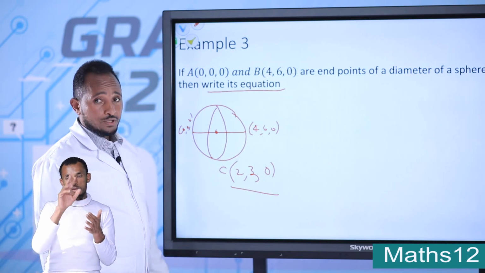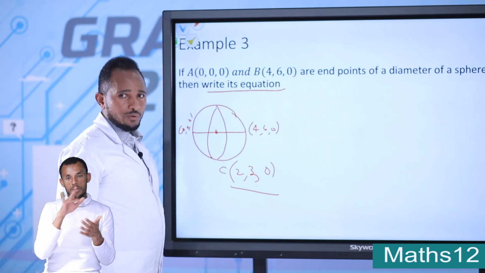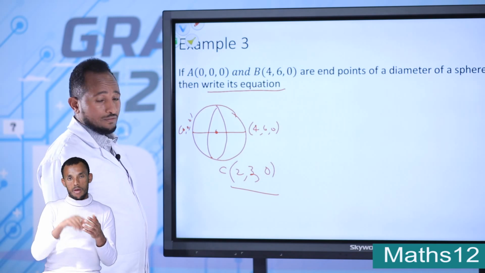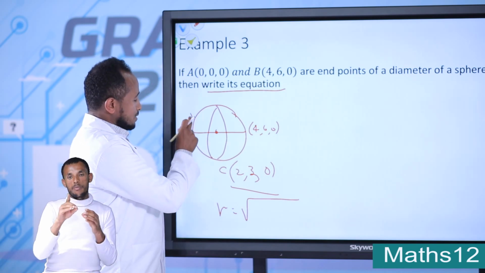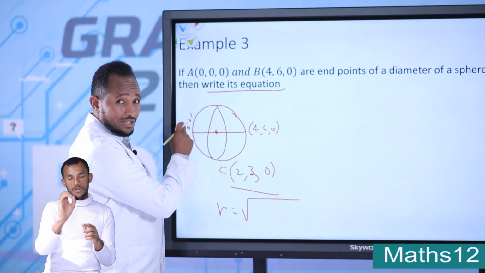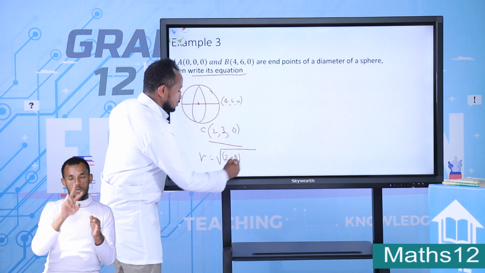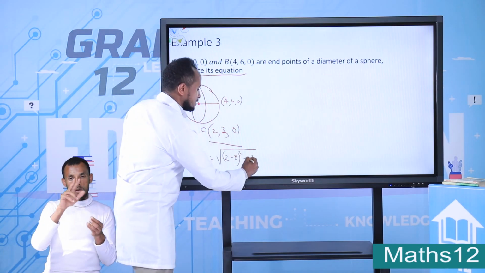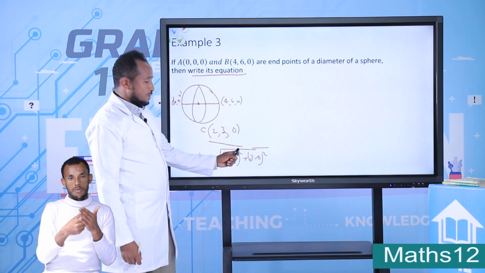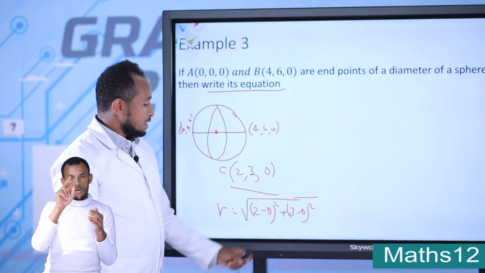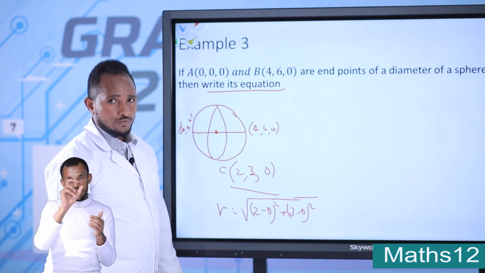Not only this one, we also need the radius. The radius is the distance from the center to any point on the sphere. So applying the distance formula, you can find the radius. The radius is the square root of the distance from the origin (0, 0, 0) to the center. So 2 minus 0 squared, plus 3 minus 0 squared, plus 0 minus 0 squared, which is 0. Therefore, 2 squared is 4, 3 squared is 9, 9 plus 4 is 13, the square root of 13. So the radius is the square root of 13.